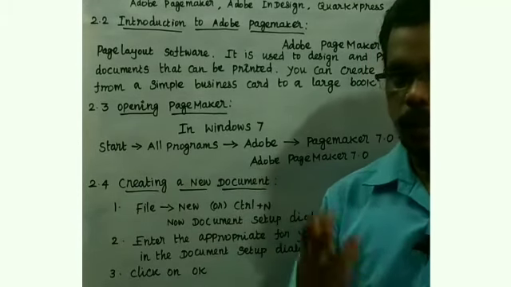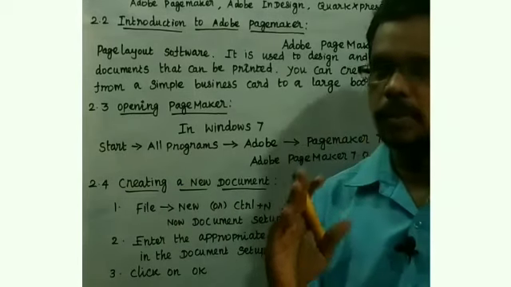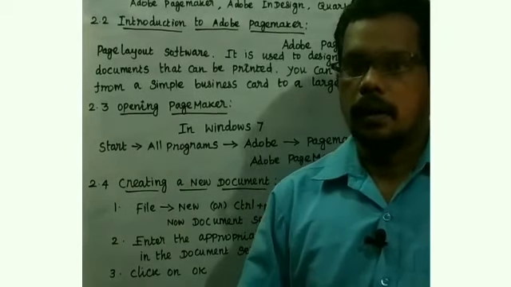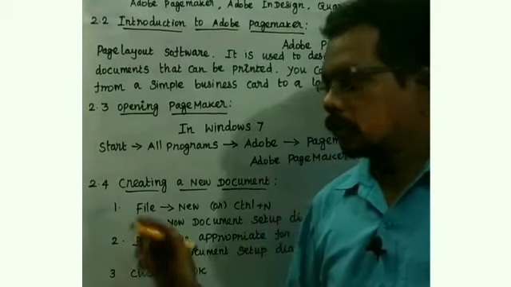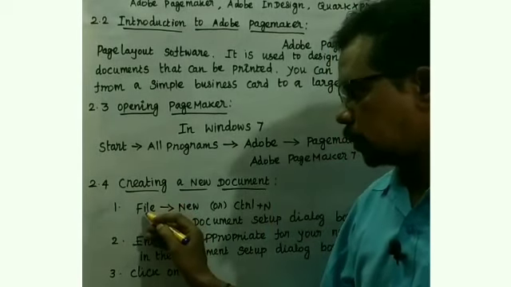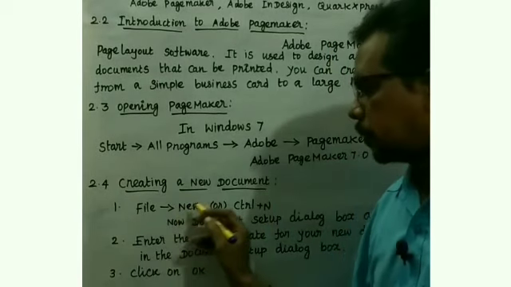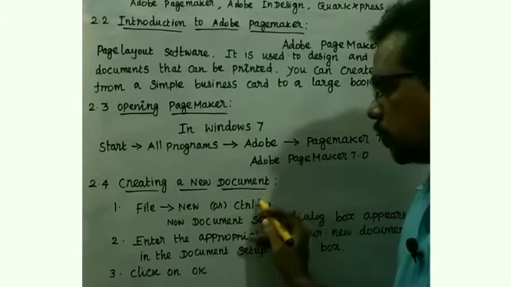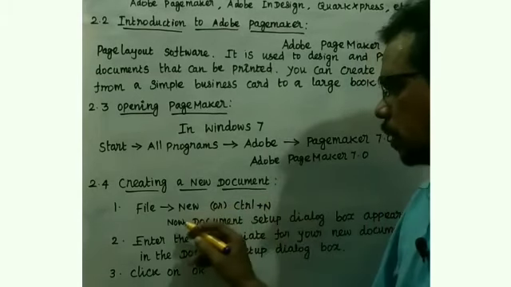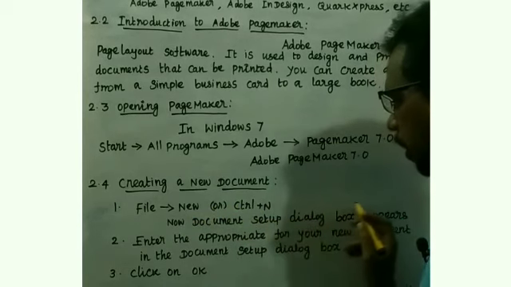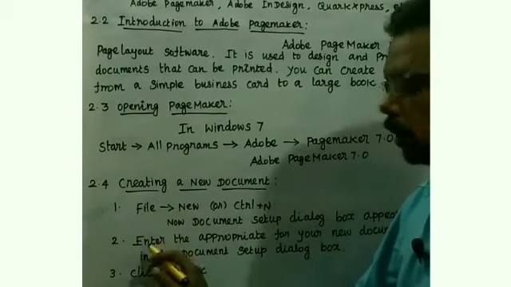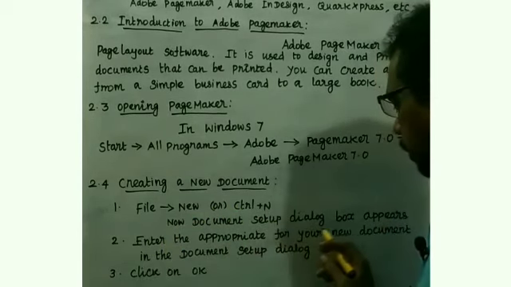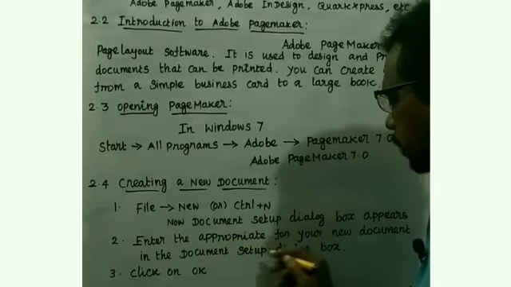Next topic, creating a new document. We can create a new document in two ways. First one is the menu option, second one is the keyboard shortcut key. Using the menu option, choose the File menu and select the option New. Otherwise we can use the keyboard shortcut Ctrl plus N. If you press Ctrl plus N, the Document Setup dialog box appears on the screen. Next, enter the appropriate values for your new document in the Document Setup dialog box.